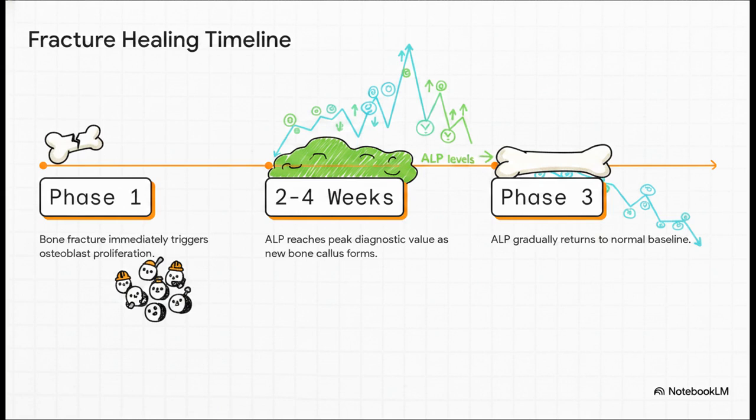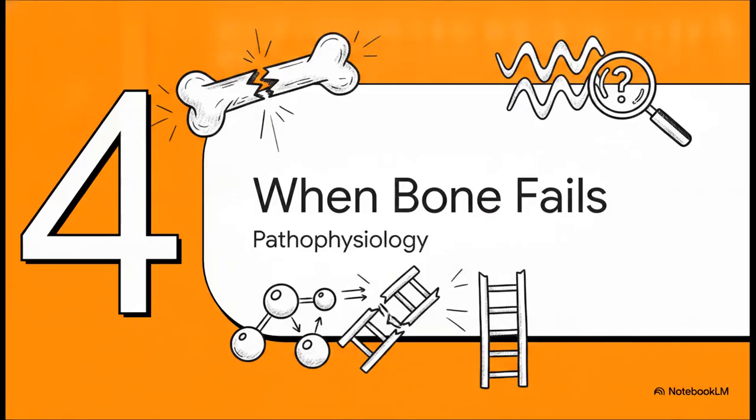It hits its absolute peak exactly 2 to 4 weeks post-fracture, right as the new bone callus is forming. Then, as the bone finishes healing up and solidifies, the ALP levels slowly resolve right back down to their normal baseline. Okay, let's look at Section 4, when bone building fails.